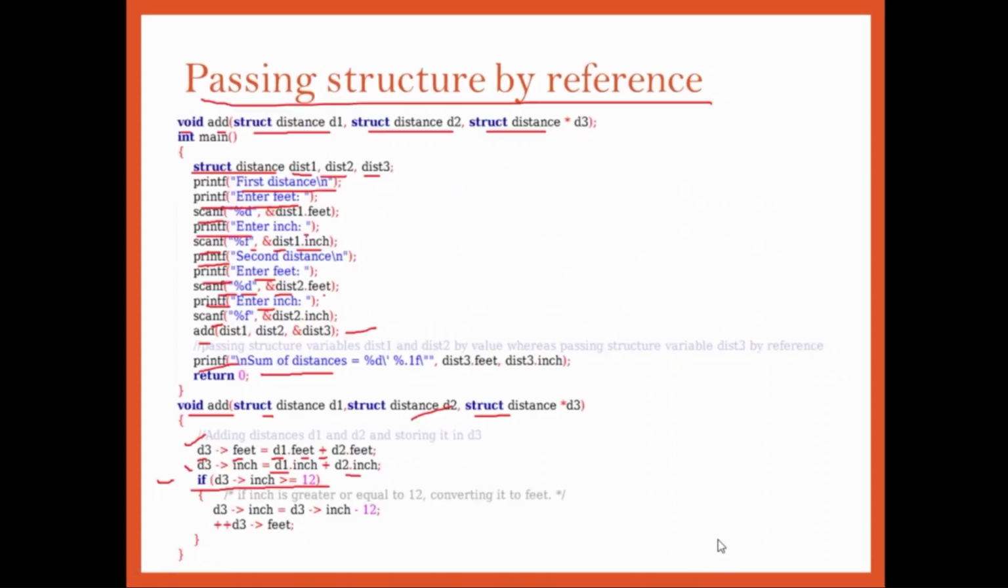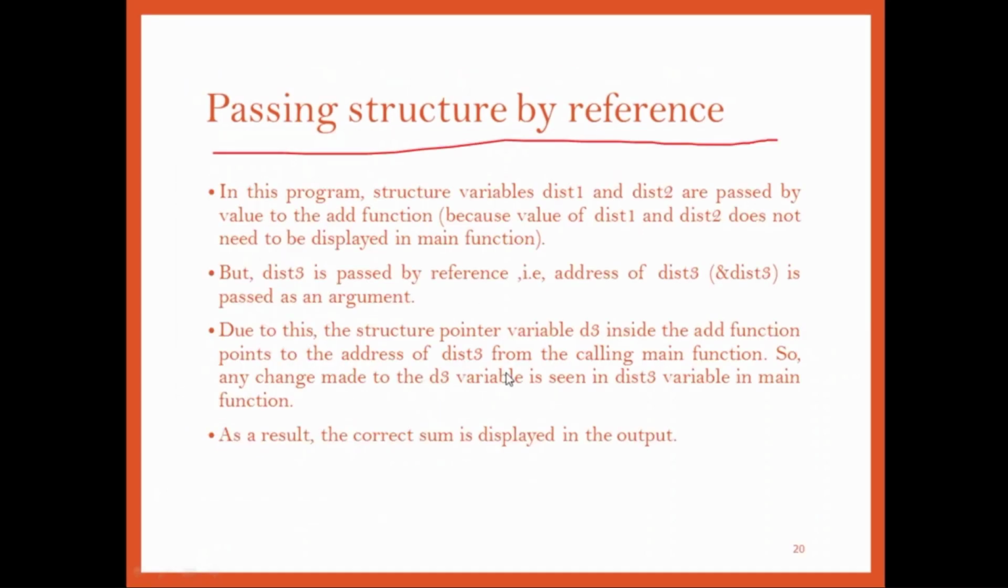We are using this in that function, passing the structure variable by using ampersand distance 3, which means distance 3 is passed by reference, that is, the address of distance 3 is passed as an argument. Due to this, the structure pointer variable d3 inside the add function points to the address of distance 3 from the calling main function. So any change made to the d3 variable is seen in the distance 3 variable in main function. As a result, the correct sum is displayed in the output.